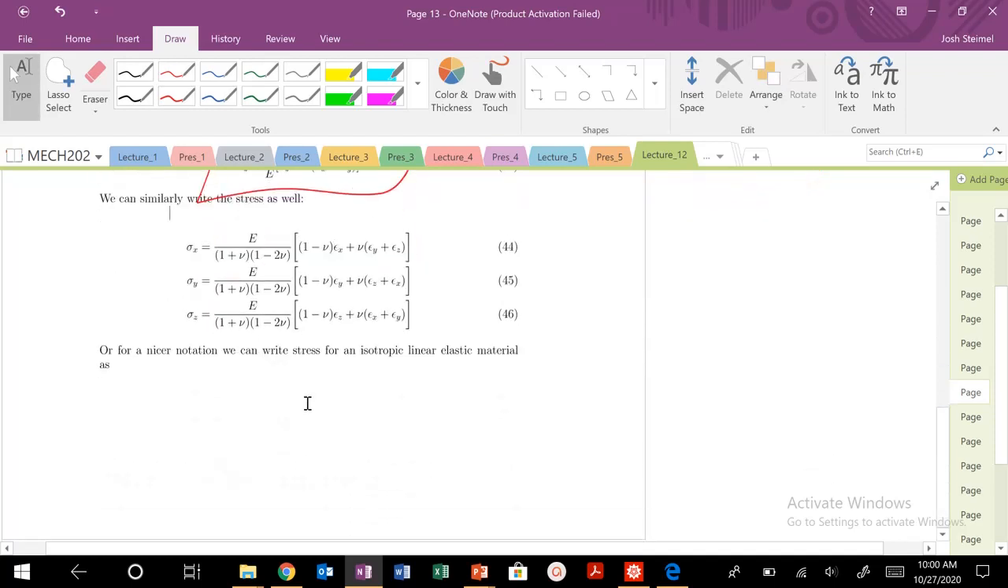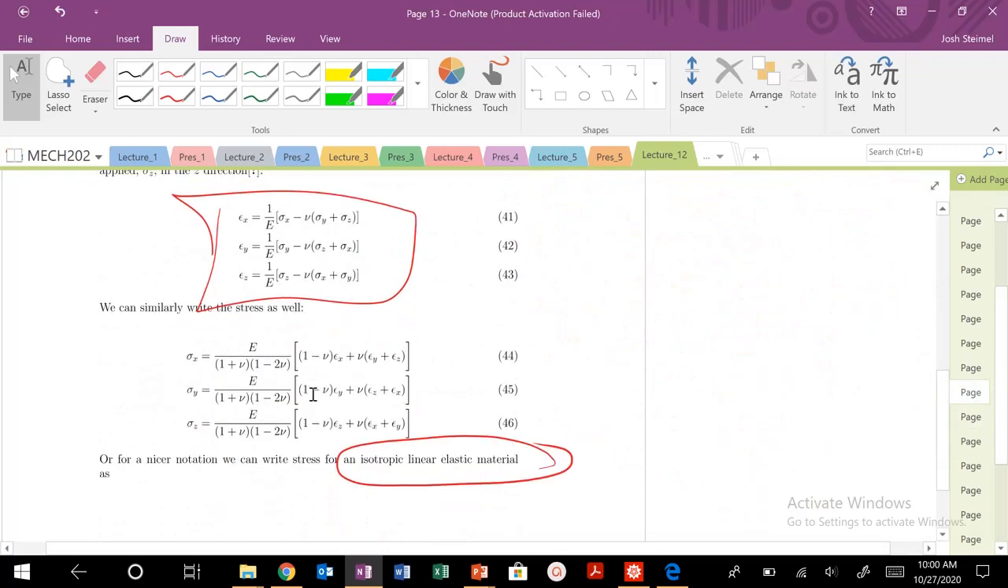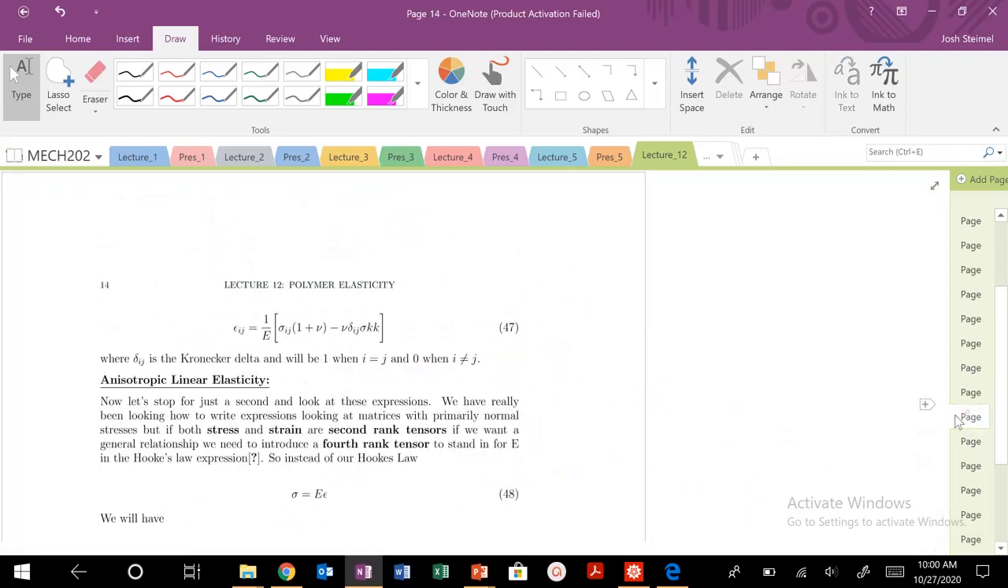Now, again, we are dealing right now with isotropic linear elastic materials. But one of the nicer expressions that I could use, and a more general expression, is going to be this equation right here. This epsilon ij is the most general expression for how I could write out an expression for my strain.